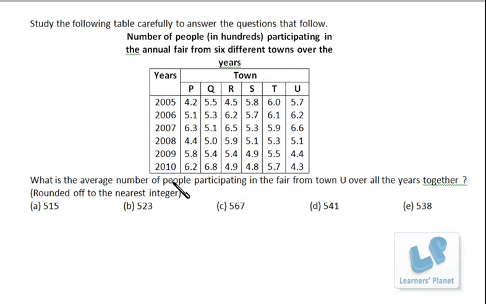Now, what is the average number of people participating in the fair from town U over all the years together, rounded off to the nearest integer? Since all the options are closer to 500s, what we do first of all is eliminate the decimal, right? We'll take care of decimal afterwards, so our calculation becomes simple. Now, first of all, let's assume some mean so the problem becomes simple. So I assume the mean to be 5 because the data are closer to 500. So let's assume the mean to be 50. 5, that means 5.0, that is 50 if we eliminate all the decimals, right?